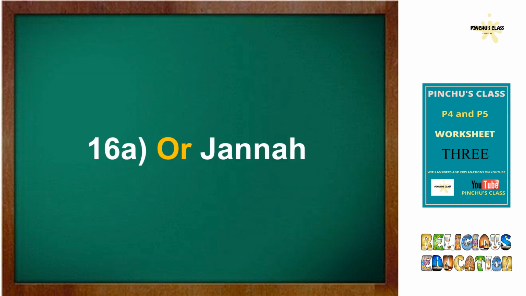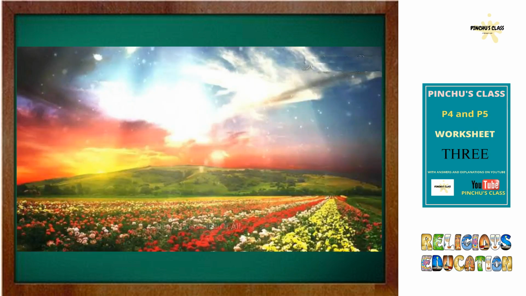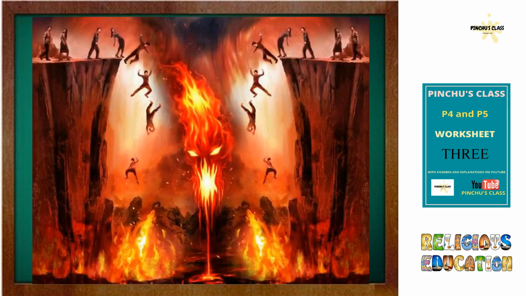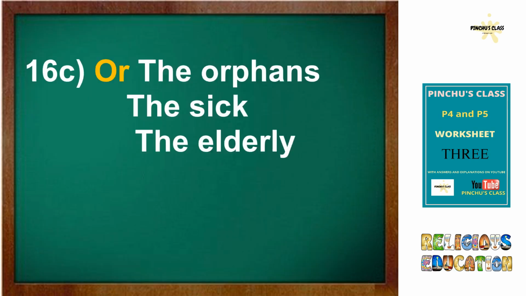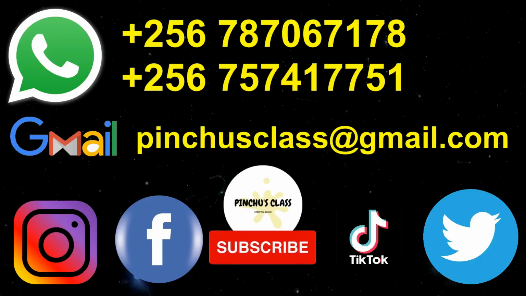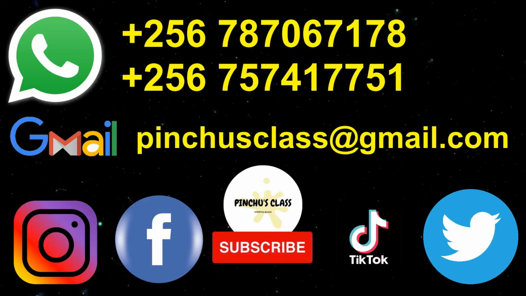Okay, let's go to the or part. Where is Allah living? Allah lives in Jannah. Yes, Jannah. And then part B, what will happen to people who disobey Allah? They will go to hell. So it's the same as the either part. And even part C is the same as the either part, which is people whom you're supposed to help: the orphans, the sick, the elderly, the blind, the deaf, even the dumb. Yeah, all that. Well, that's it for SST subject.